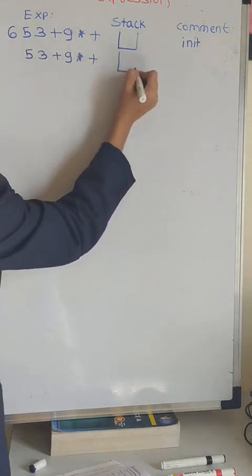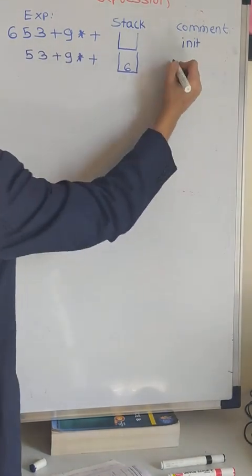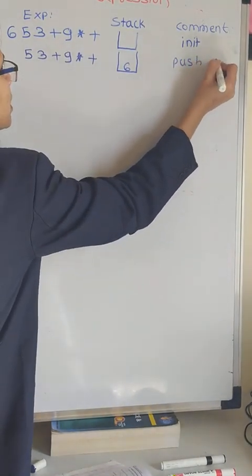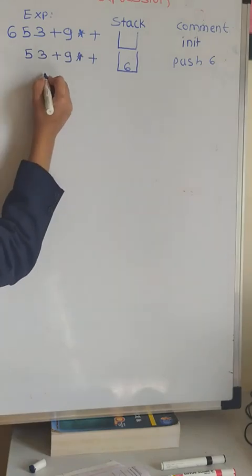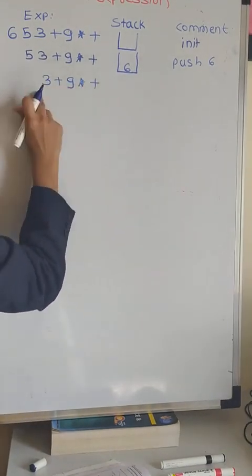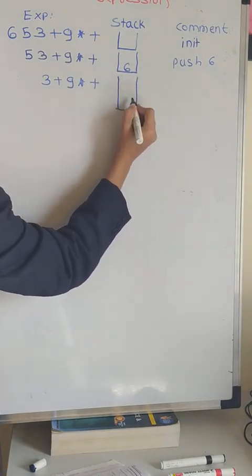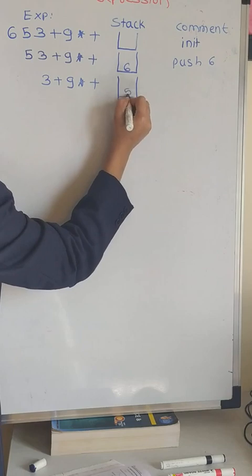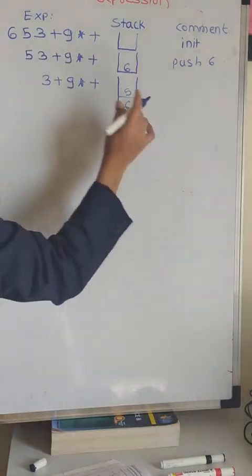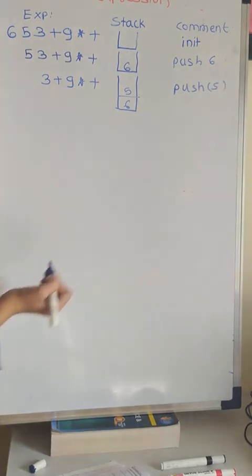Next, the remaining string is 5 3 plus 9 into plus. Again 6 is an operand, so the token is 6, so push it inside the stack. Here write push 6. Then the remaining string is 3 plus 9 into plus, and inside the stack push your next token 5, because this is also an operand. Then here write push 5.